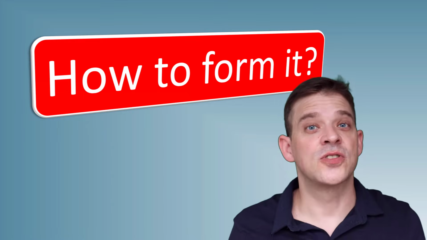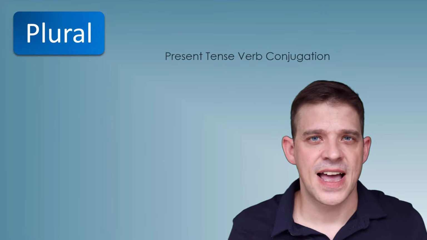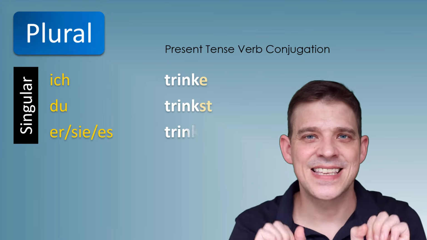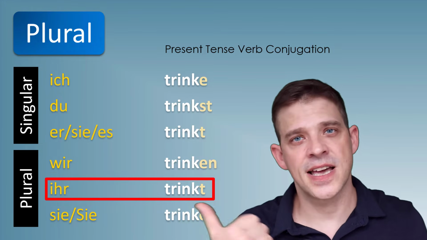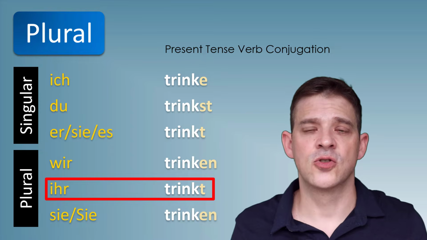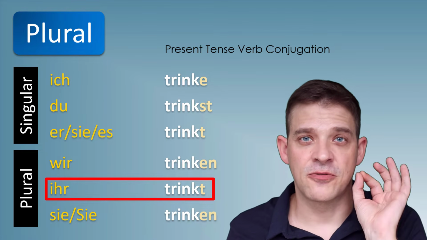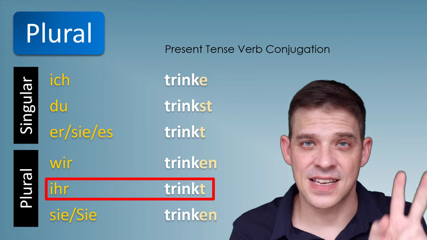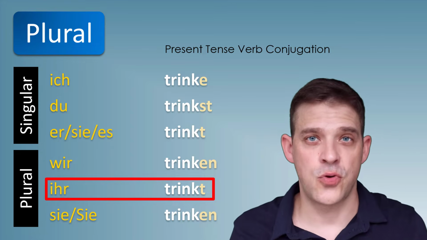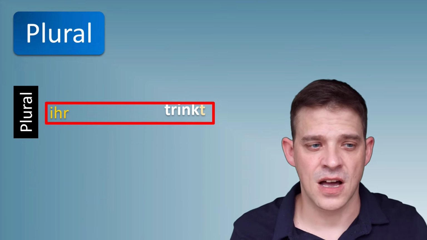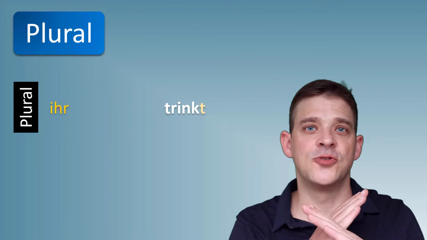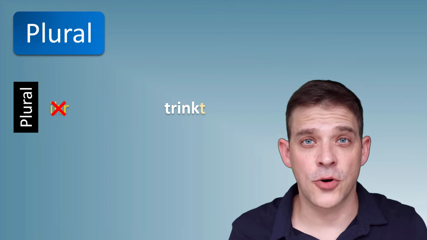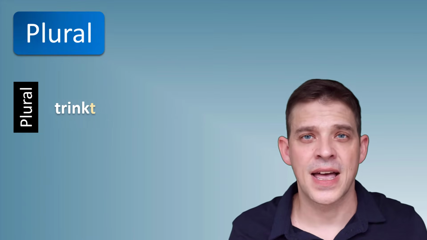Let's see how to form this. Again, you take the present tense conjugation of any verb. Any verb is fine. In this case, we have trinken. Trinken is to drink. And what you have to focus on is the second person plural conjugation, so ihr trinkt. And then what you do, you drop this ihr, you drop the pronoun, and you put the verb at the beginning. This is important.